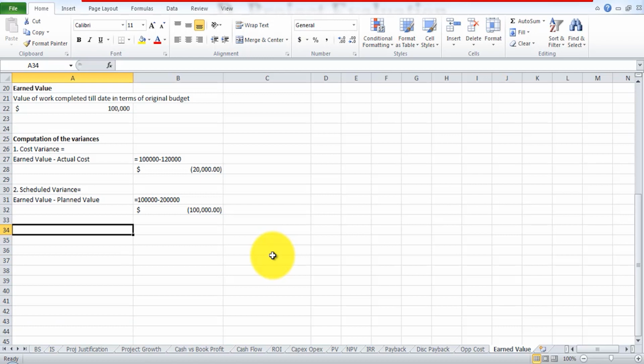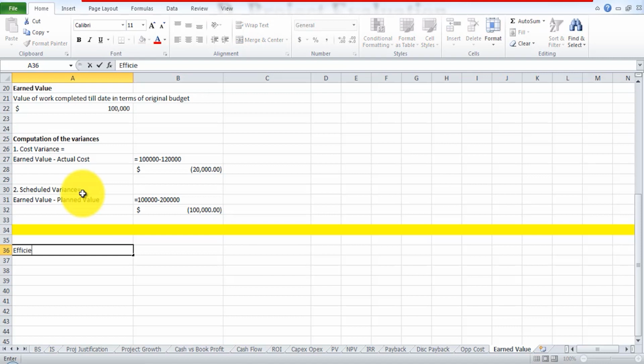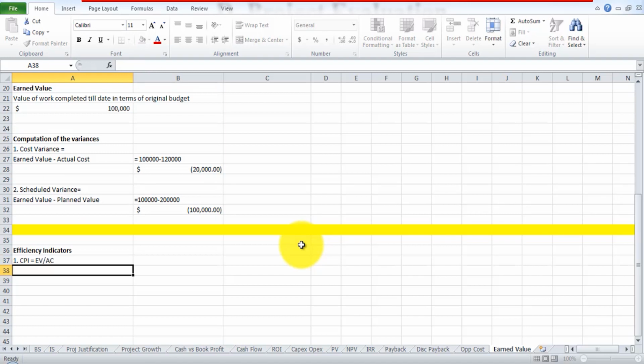This cost variance and the schedule variance can be converted to efficiency indicators to reflect the cost and schedule performance of the project. So firstly, we're going to start afresh over here with efficiency indicators. First, we're going to study the CPI, that is cost performance index. Cost performance index is equal to earned value divided by the actual cost.